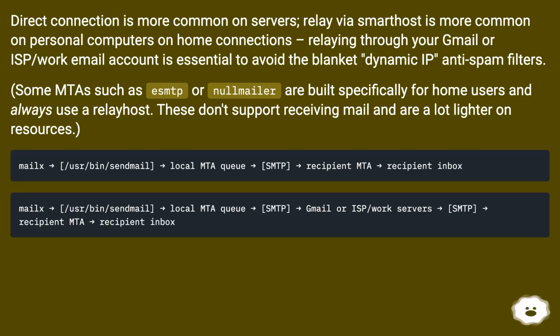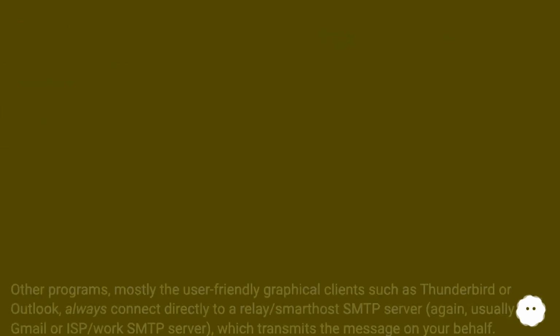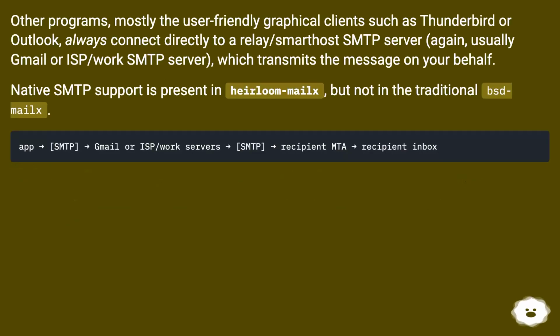Some tools such as SSMTP or Nullmailer are built specifically for home users and always use a relay host. These don't support receiving mail and are a lot lighter on resources. Other programs, mostly the user-friendly graphical clients such as Thunderbird or Outlook, always connect directly to a relay/smarthost SMTP server, again, usually Gmail or ISP/work SMTP server, which transmits the message on your behalf. Native SMTP support is present in Heirloom Mail, but not in the traditional BSD mail.